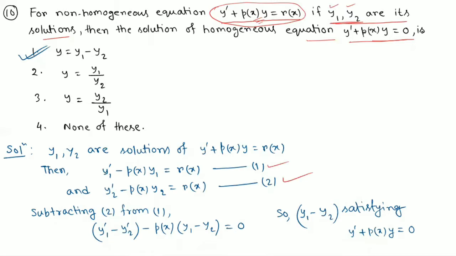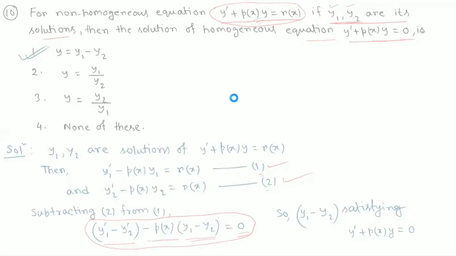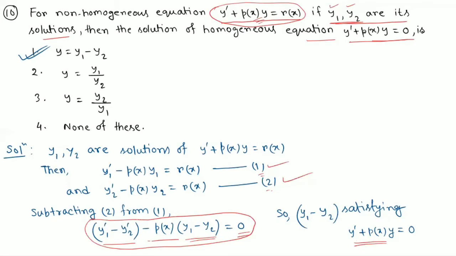And subtracting 2 from 1, we are getting (y1 dash minus y2 dash) plus p(x) (y1 minus y2) equals 0. From this equation, comparing with the given differential equation, we can say that y1 minus y2 satisfies the equation y dash plus p(x) y equals 0, and so y1 minus y2 is the solution. So option 1 is correct. Okay, this was our questions of practice set 2.